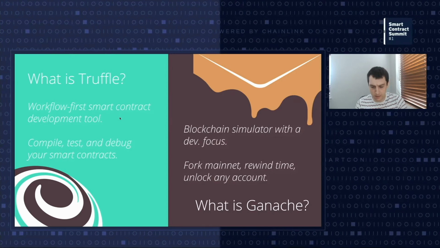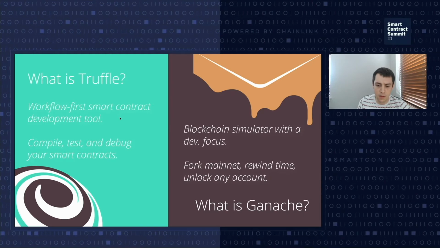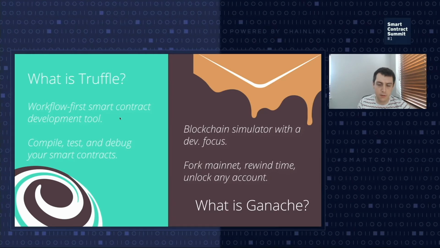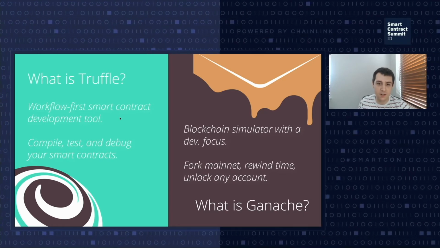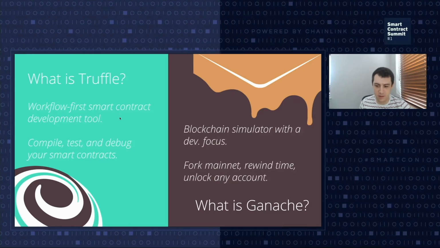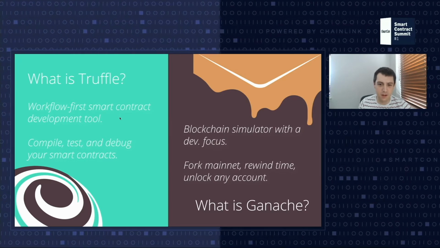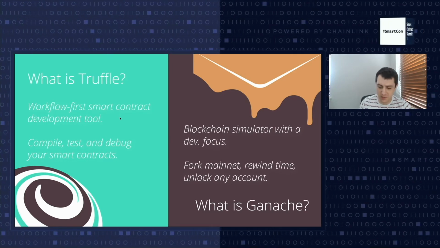You can do things like rewind time, unlock any account, and you can imagine how these features would play in if you're building a smart contract application and you want to make sure that it functions for all parties. So you pretend to be someone else to make sure that some particular authorization works or doesn't work.